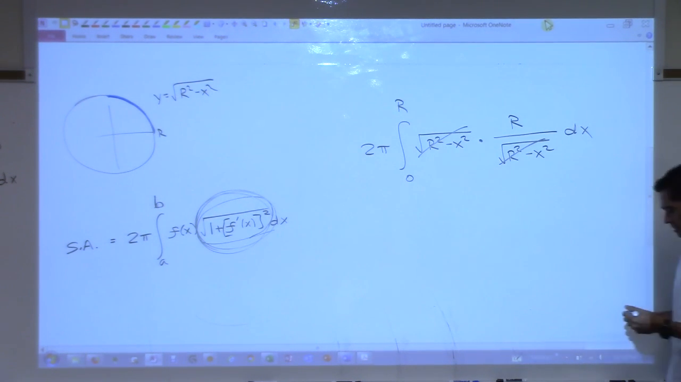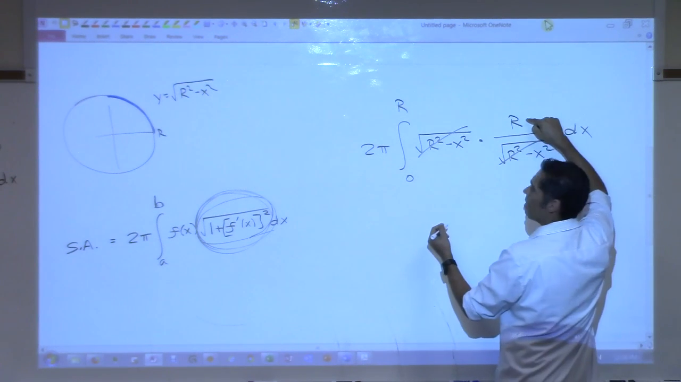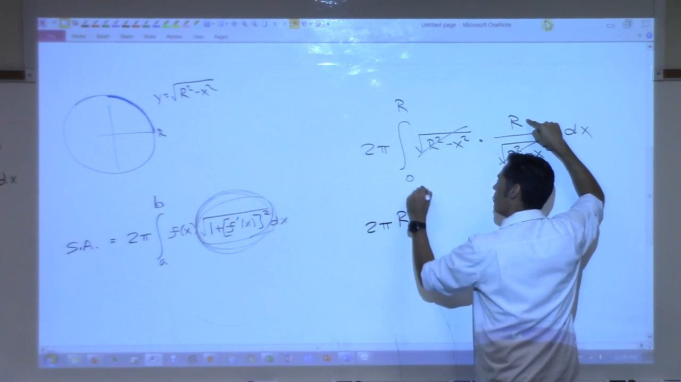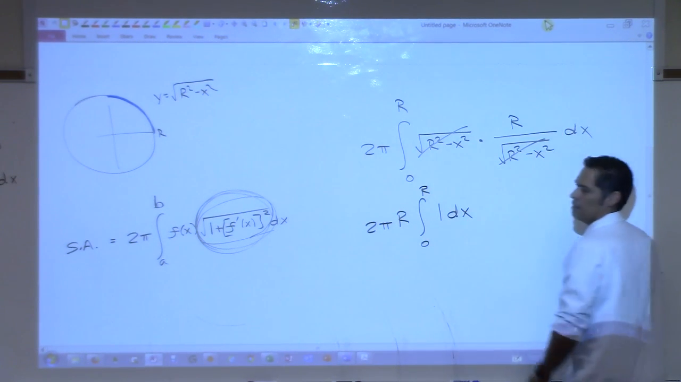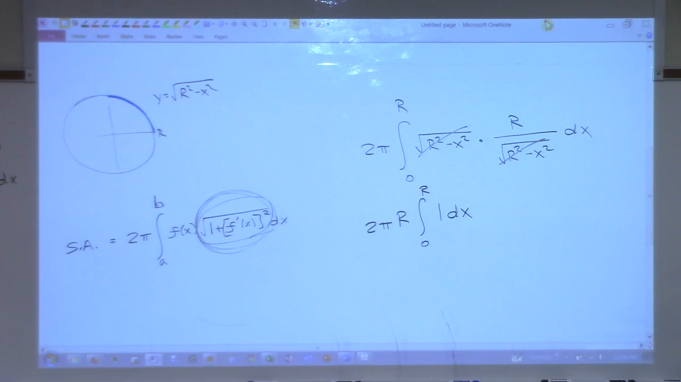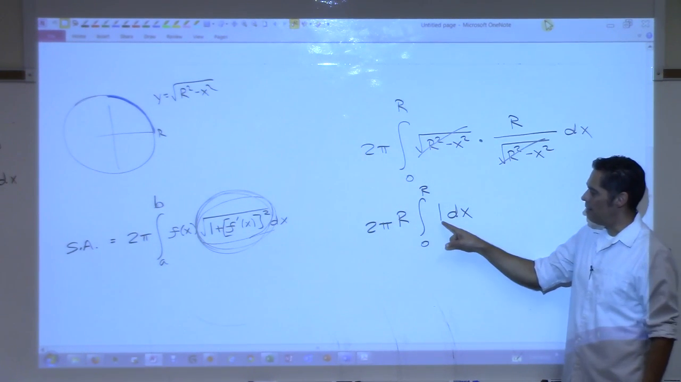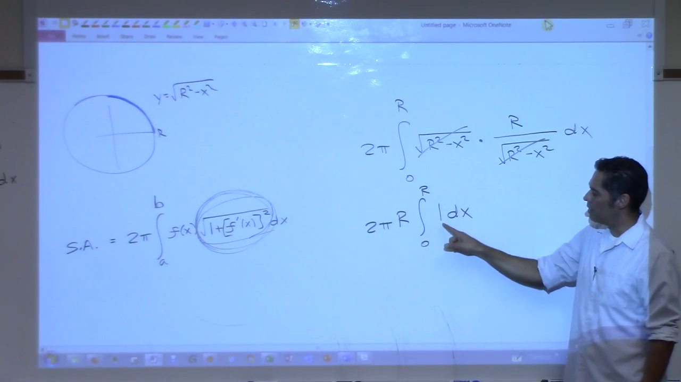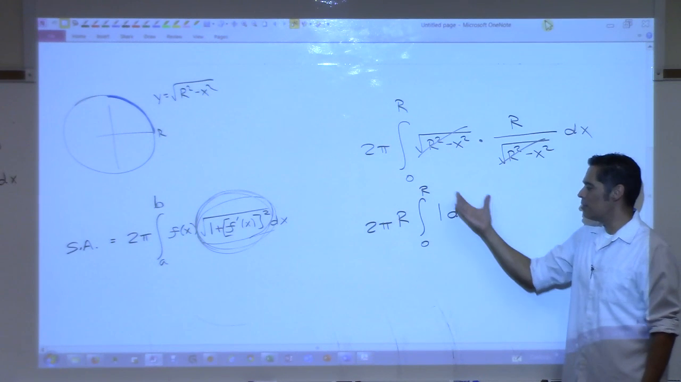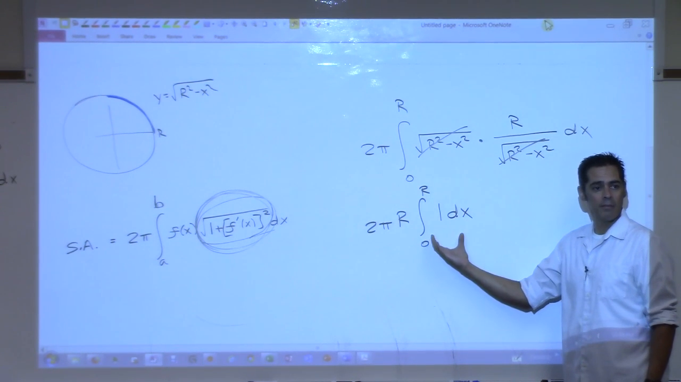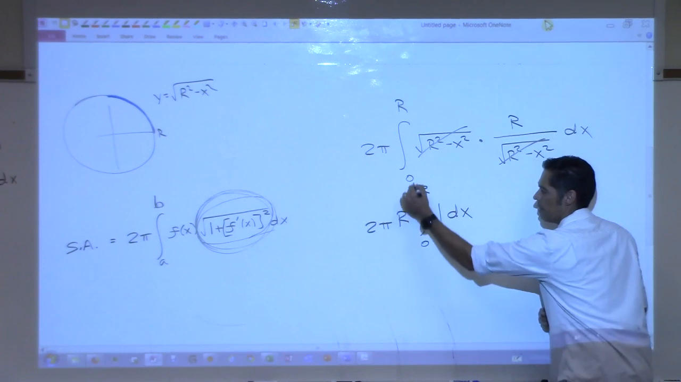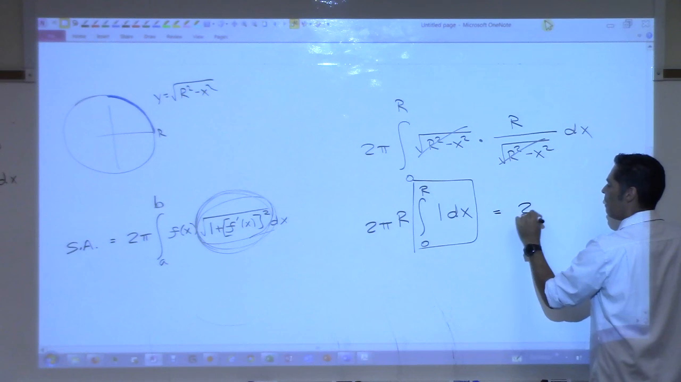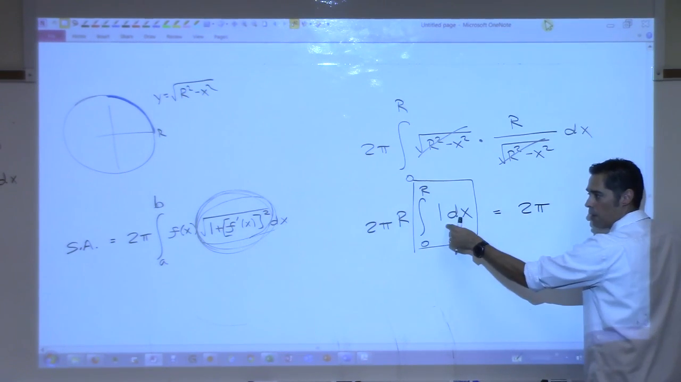That's nice. Because this is a constant, this is just 2 pi capital R, integral 0 to capital R, of 1 dx. And if you do this, the antiderivative from 0 to r of a constant is just this times this. So you can do it yourself, but you're just going to get r here. This part right here, you just get r. So you're going to get 2 pi capital R times capital R, which is r squared.